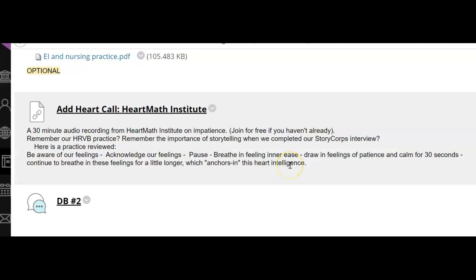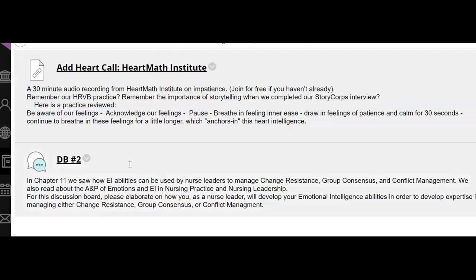Heart's intelligence, right? So anyways, you can read that better than I can say it today. So it's a good audio recording. I think you'll enjoy it and it will remind us of a practice that we started and had developed. And I hope some of you are continuing with your heart rate variability biofeedback.